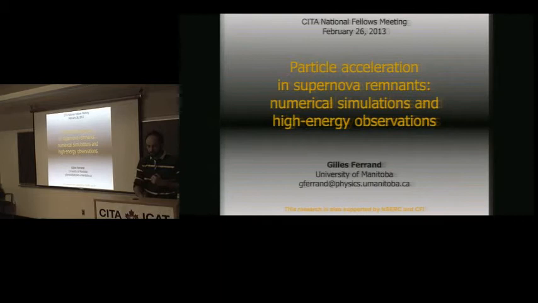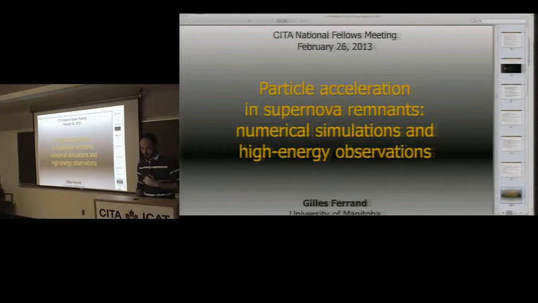And I have time to show you that we have some very detailed observations of this galaxy, the SMC. Well, it's too bad they are not included in the single category.